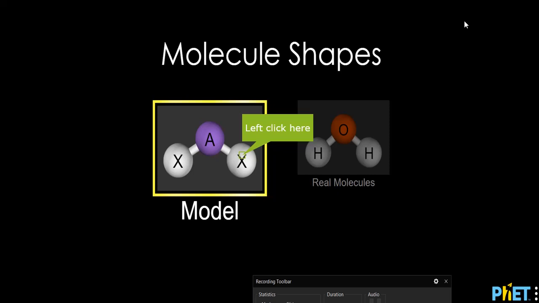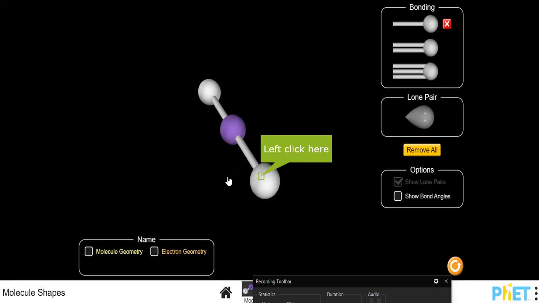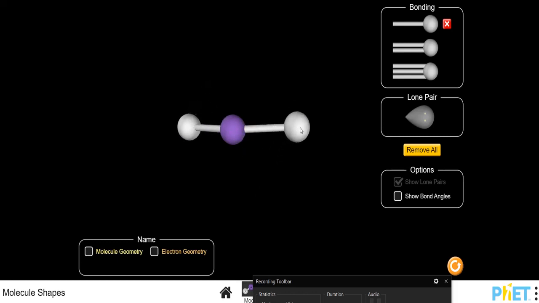in this video. When you click on the play, you get to this screen, which asks you for model or real molecules. We're going to do models. You'll get here. The balls represent atoms. The lines represent bonds. And you can click on one of the atoms and then drag that atom around.